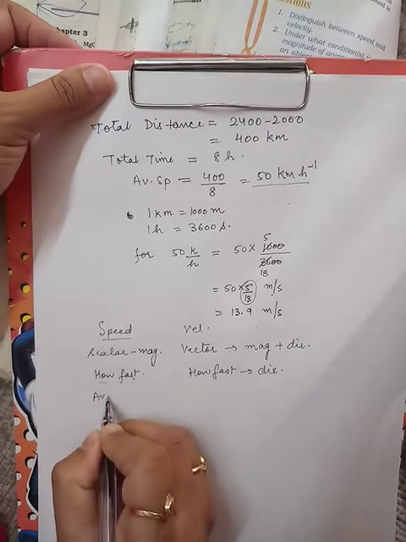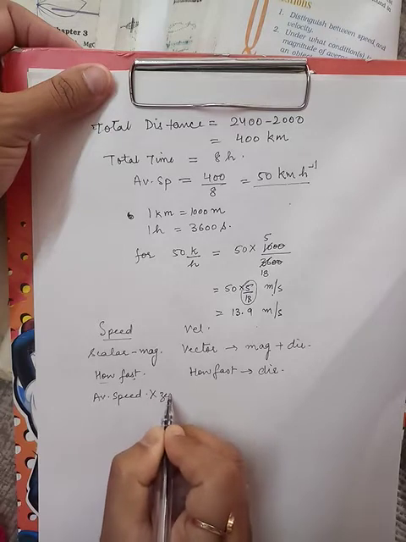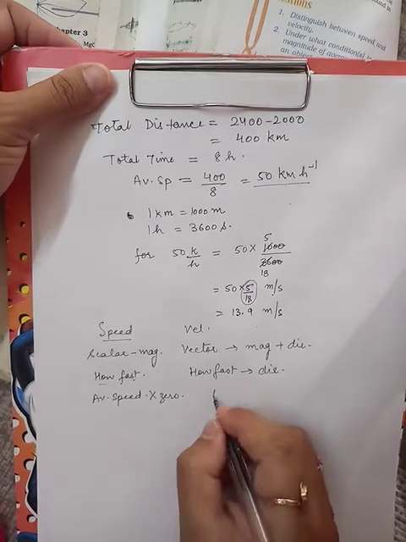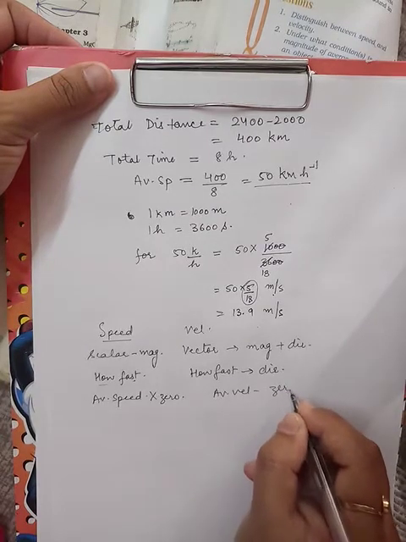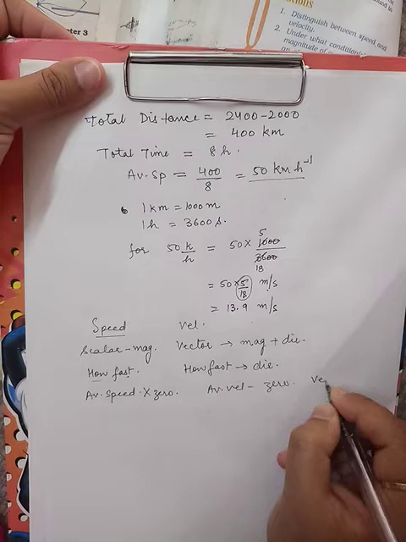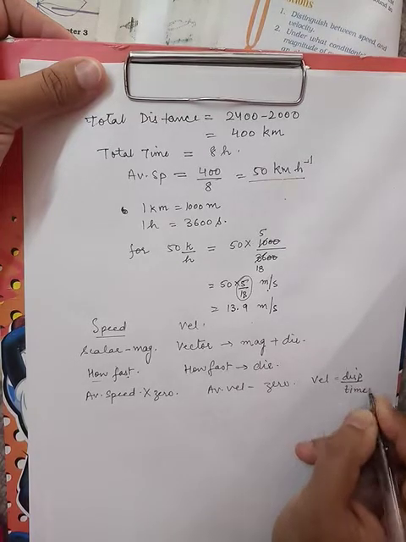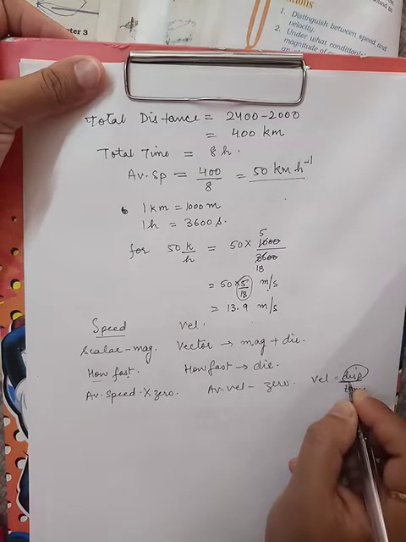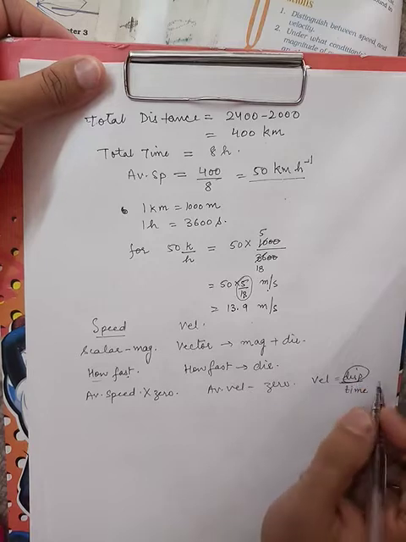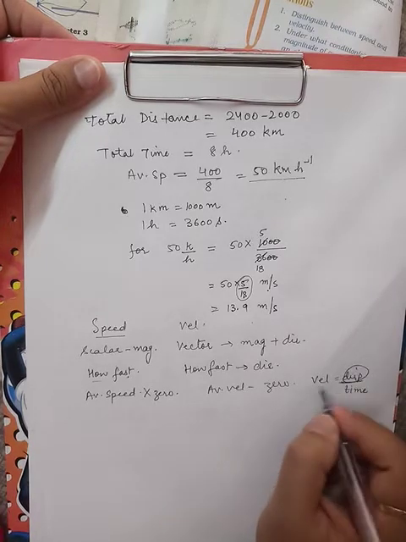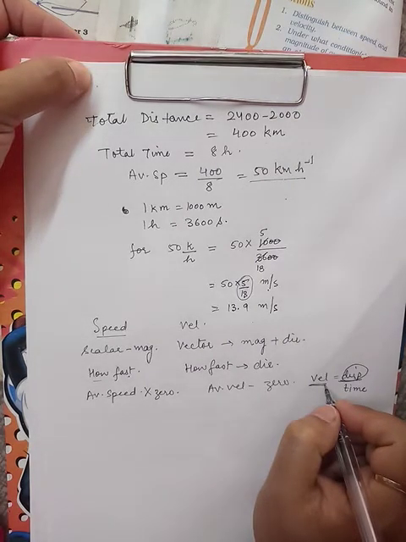Average speed of any object cannot be 0. In this case, average velocity can be 0. How? Because velocity is displacement divided by time, and if displacement is 0, as we have understood in the difference between distance and displacement, then velocity can also be 0 in that case, right?